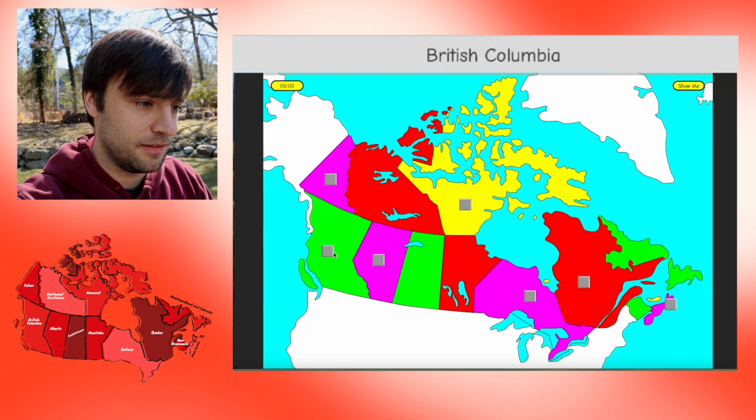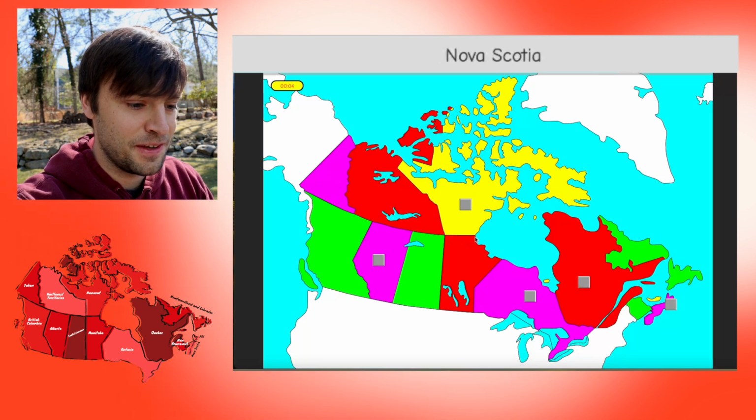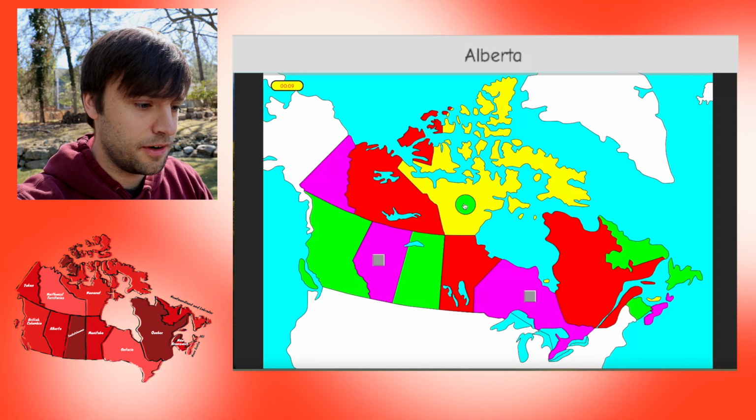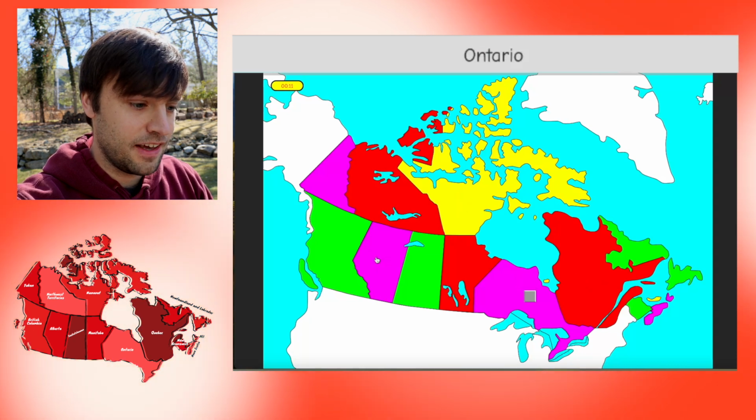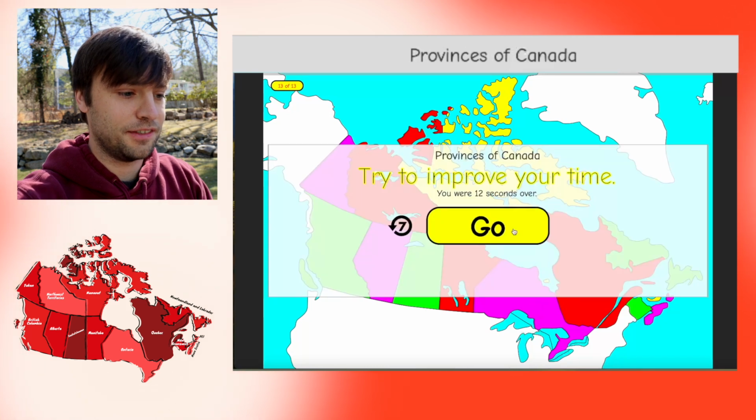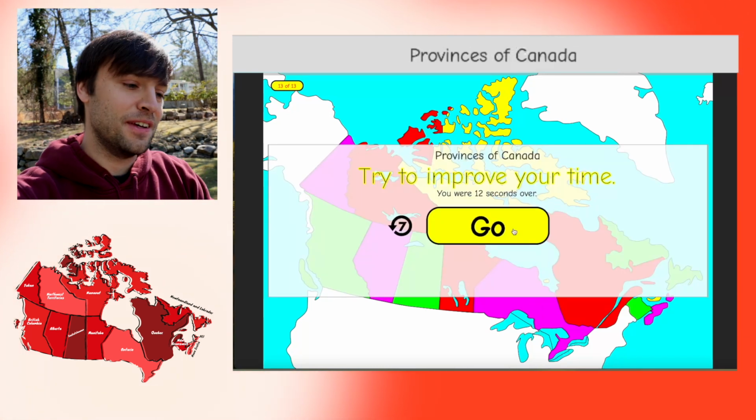That's Alberta. All right, I got that again. Yukon Territory, close to Alaska. Nova Scotia. Quebec. Nunavut Territory. Alberta. And then Ontario by the Great Lakes. All right, so that went a little worse, but we're getting there.